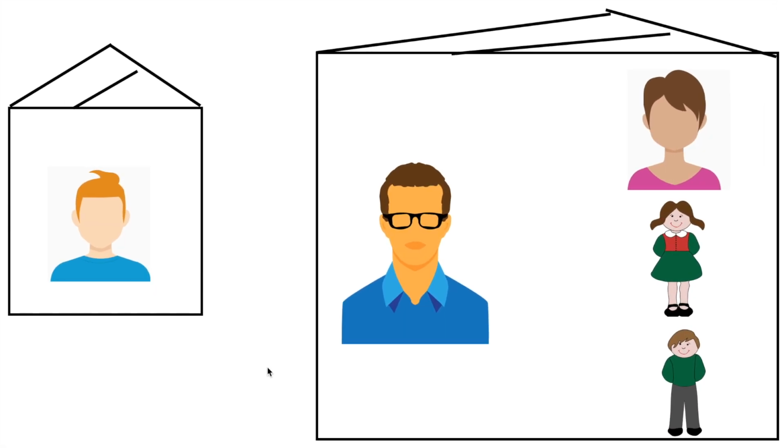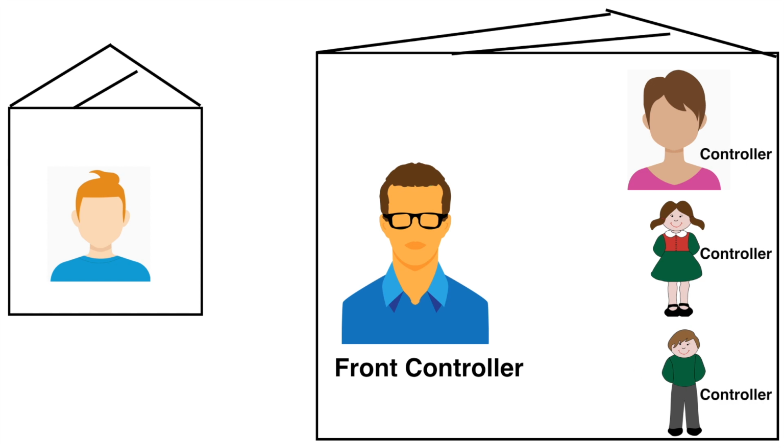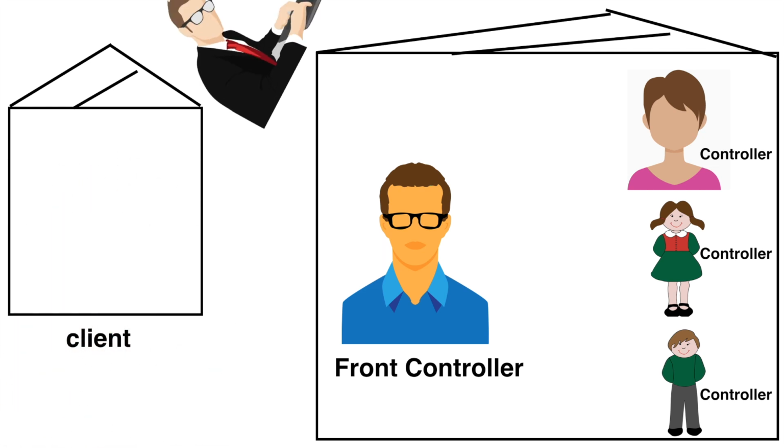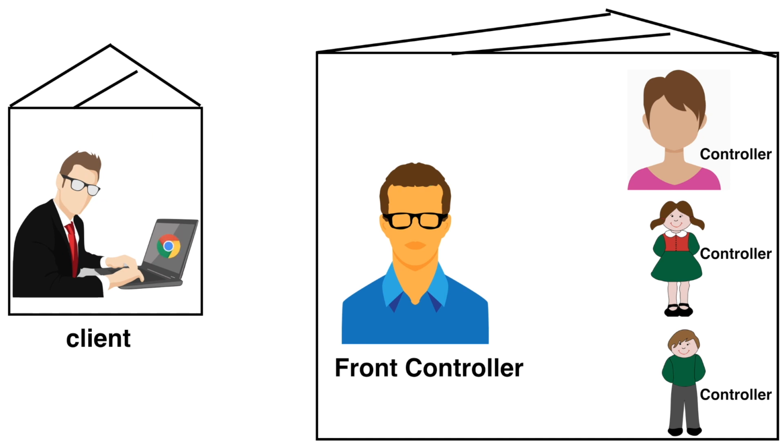In a Spring MVC application, this guy is called a front controller. All these people are called controllers. And this guy right here is called a client. The client means your web browser. It might be Chrome, Firefox, Safari or something else. You can think like somebody is sitting here with a laptop having his browser open. And he is going to type in some URL right here which is going to come to your website.